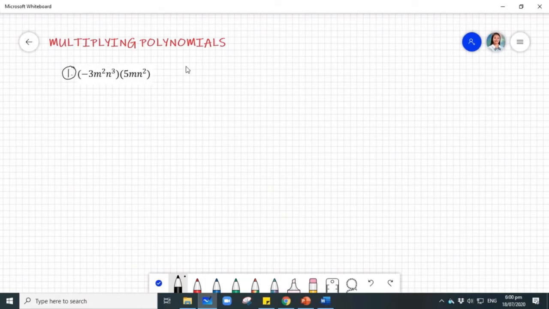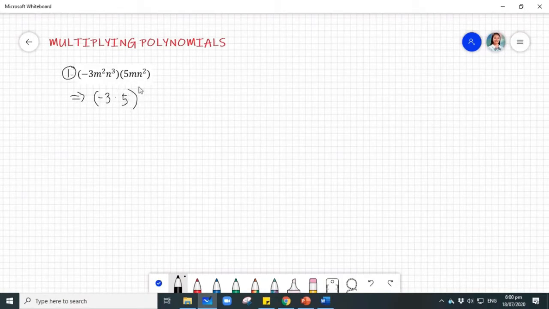Negative 3m squared n cubed multiplied to 5mn squared. So in multiplying polynomials, we're going to multiply or simplify the numerical coefficients, then multiply the literal coefficients and simplify the answer if needed. So in this case, the numerical coefficients are negative 3 and positive 5.